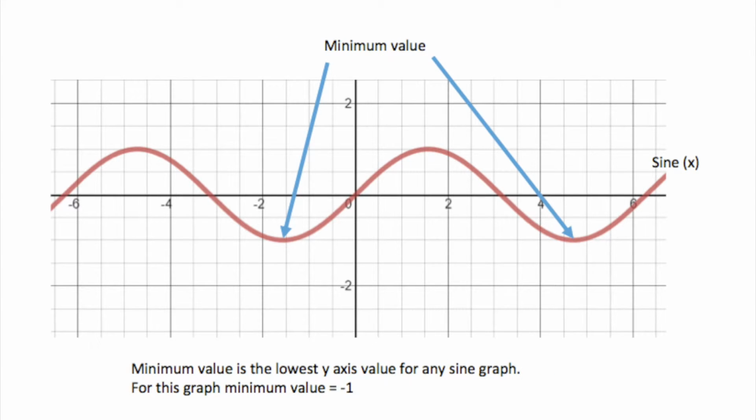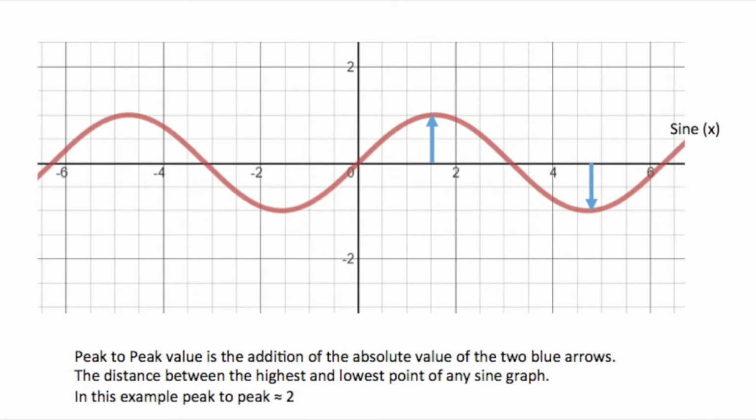The minimum values are referred to as the troughs of the curve. The trough of this curve, or the minimum value, is -1. Peak-to-peak voltage is often referred to within electrical engineering. Now the peak-to-peak of this graph is 2. As we can see, we have our maximum value plus the absolute value of our minimum value.